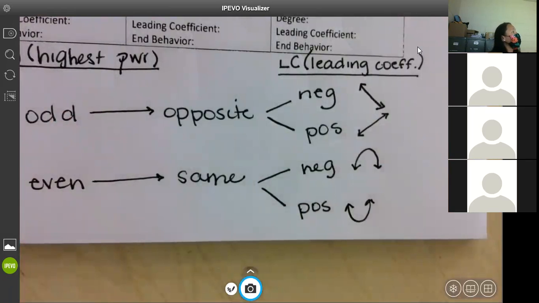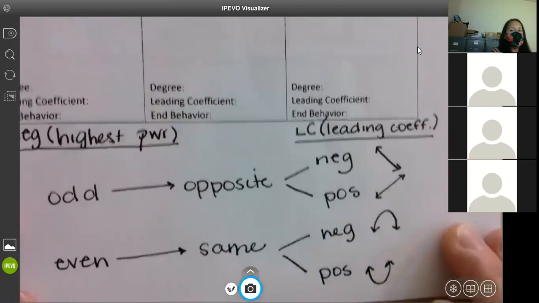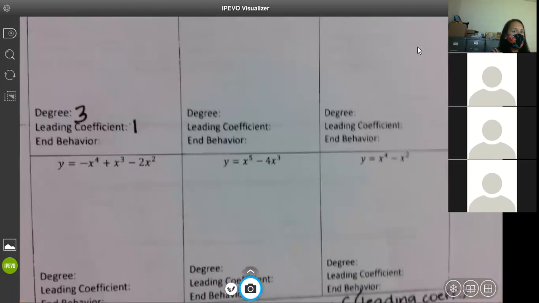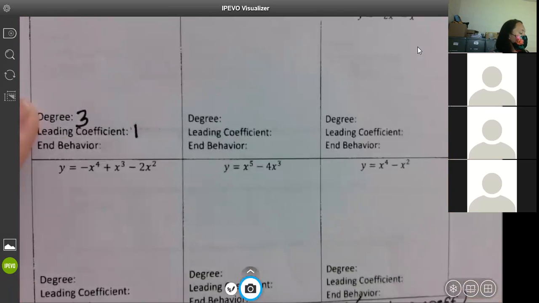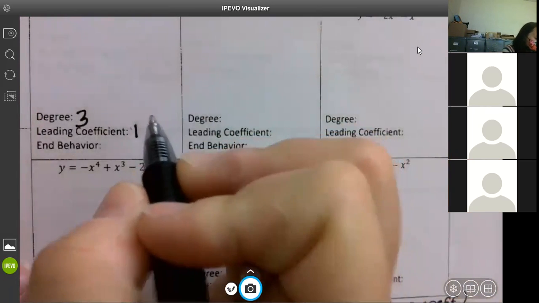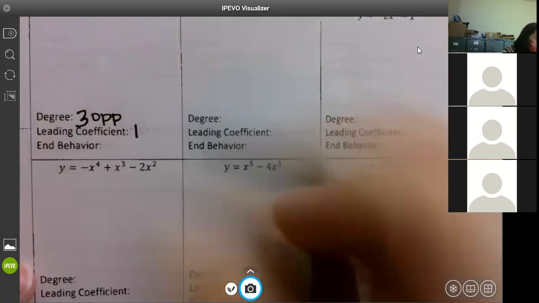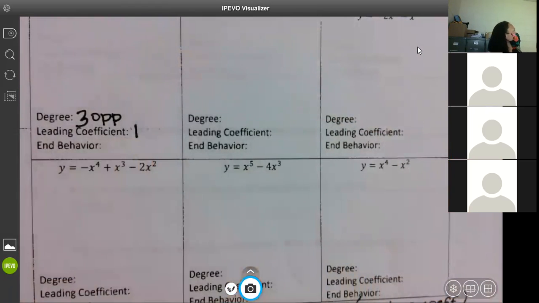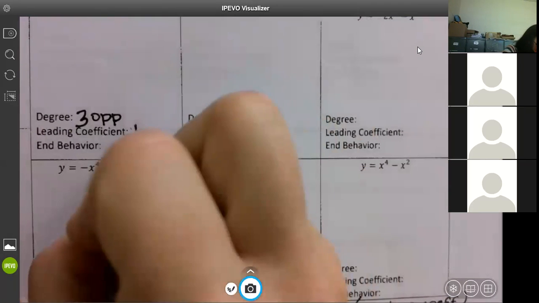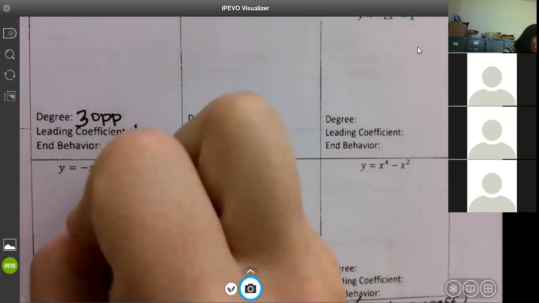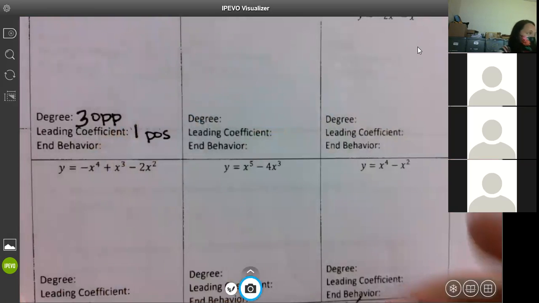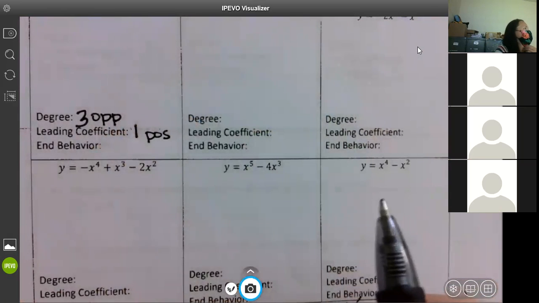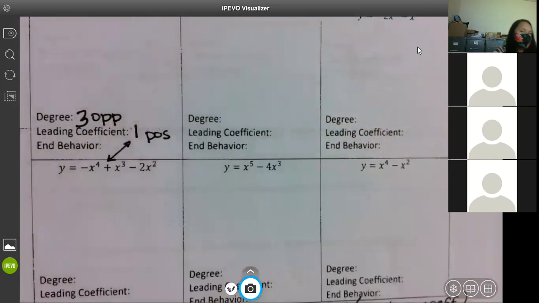All right, so we're going to know that now. So you can look at that cheat sheet the whole time. It's going to go away on the screen, but you can look at it the whole time we're doing this. So on this first one, we had a degree of 3. Is that even or odd? Odd means opposite. We had a leading coefficient of 1. All we need to know is, is it positive or negative? Positive. 1 is positive. So opposite directions, and positive looks like this.